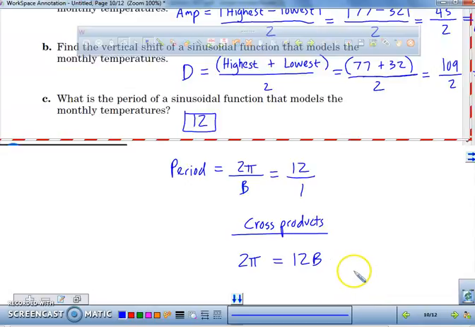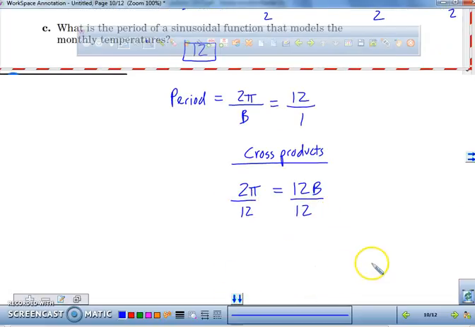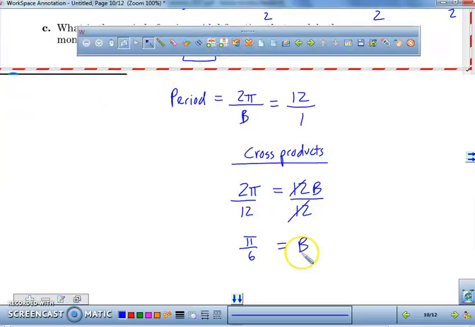So what do we got to do to both sides? Divide by 12. That's right. We're going to divide by 12 because we're solving for b. And 12 divided by 12 is 1. And 2 pi over 12 reduces to simply pi over 6, because 2 goes into 12 six times. Okay. So what's our b value equal to?